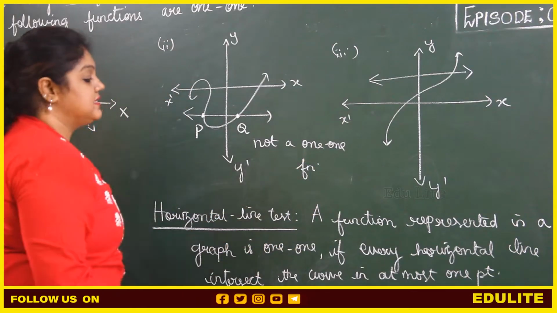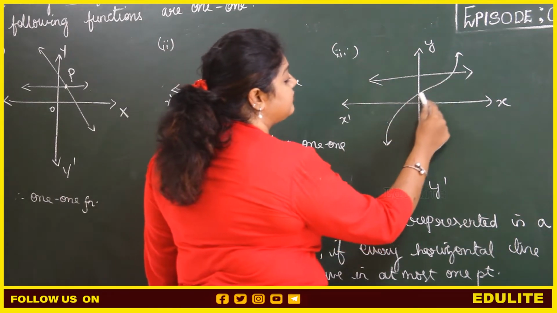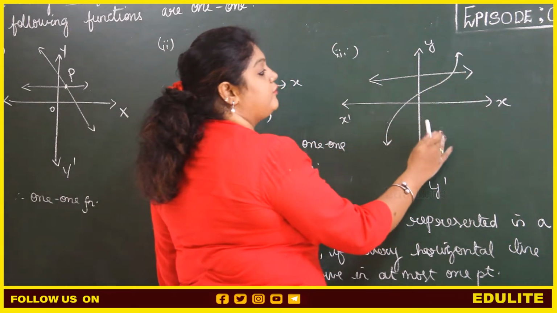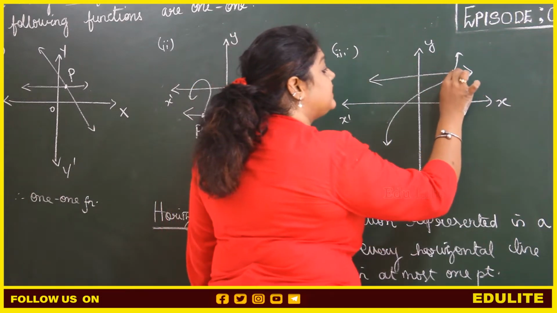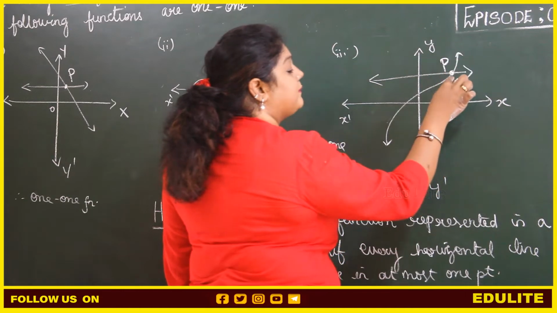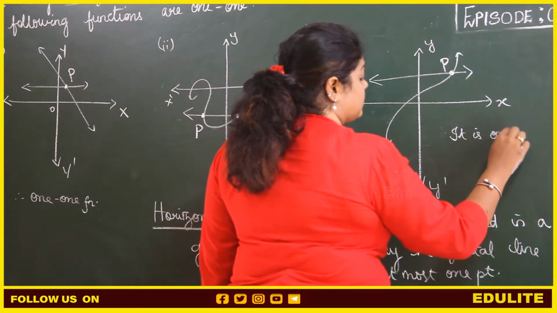And in the third example, similarly, this is the horizontal line given, this is the curve given, this is a function. We have to check whether this is one-to-one or not. The horizontal line intersects the curve at only one point. Therefore, this is a one-to-one function.